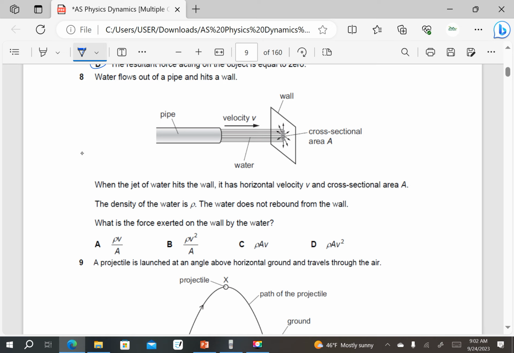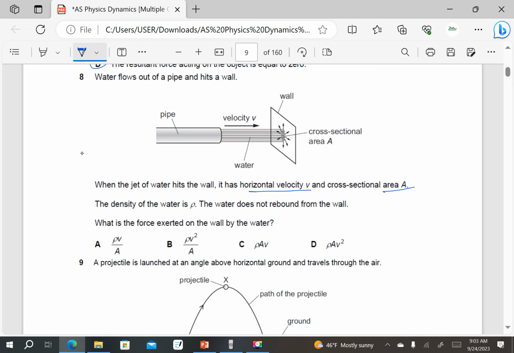Water flows out of a pipe and hits a wall. When the jet of water hits the wall, it has horizontal velocity v and cross-sectional area A. The density of water is rho. The water does not rebound from the wall. What is the force exerted on the wall by the water?